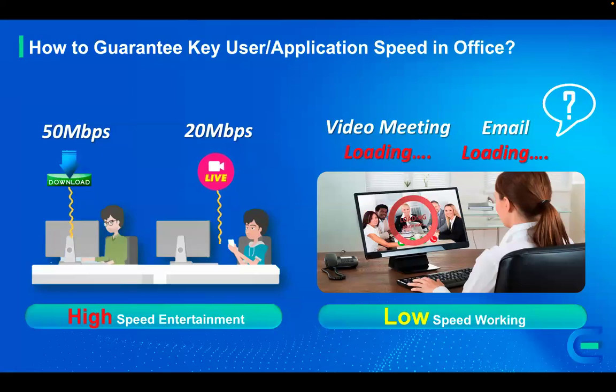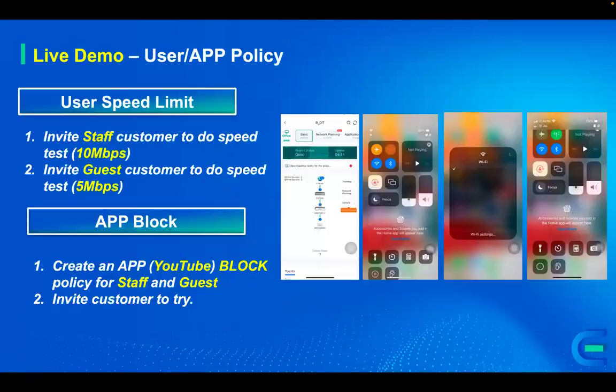There's another thing: how to grant a key user and application speed, like downloading. You can see the office users, if they are doing some Zoom meeting or similar things, and some users are using Instagram or Facebook live chat. So you can also limit these things, assigning a limit as per application and as per users. So I am going to show you how to assign a limit to a staff and also check the speed.